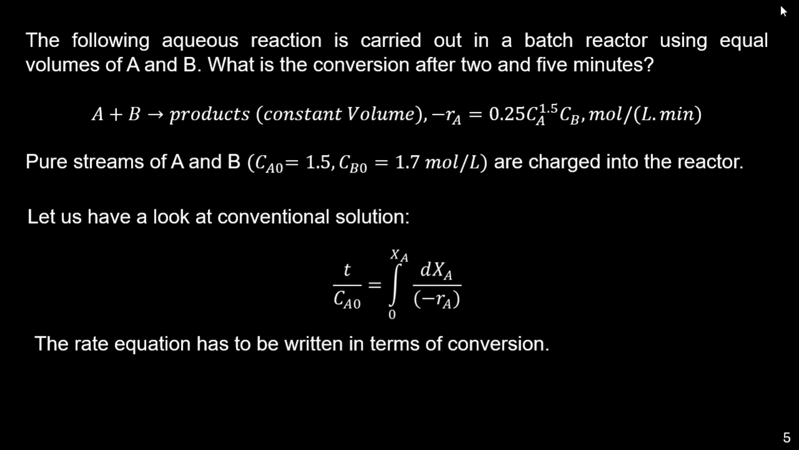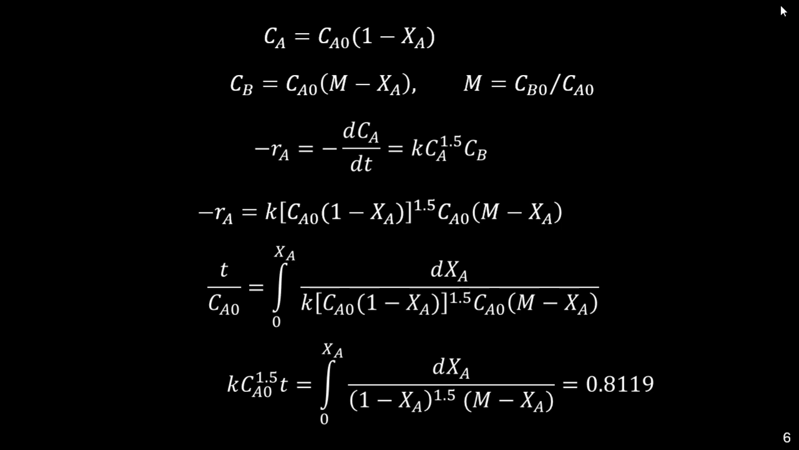at the required time. This is how concentrations of A and B in the rate equation are written in terms of conversion using reaction stoichiometry and initial reactant ratio M. The rate equation is first expressed in terms of conversion and then substituted into the batch reactor performance equation. For the case in hand, this gives one equation with one unknown, namely the conversion XA. The left hand side of the equation is known and its value is 0.8119.